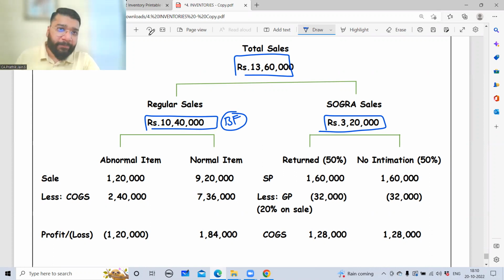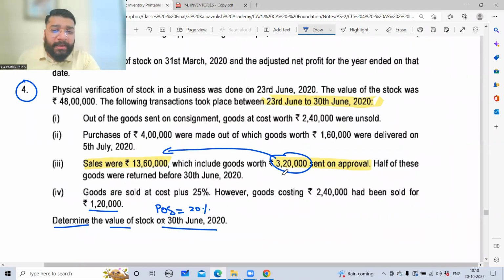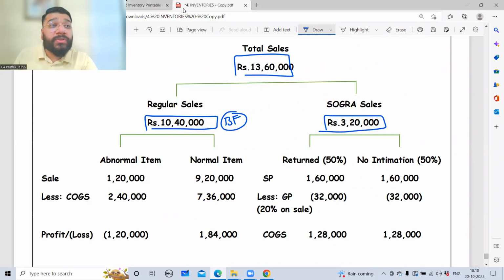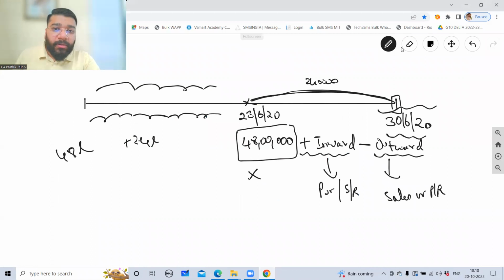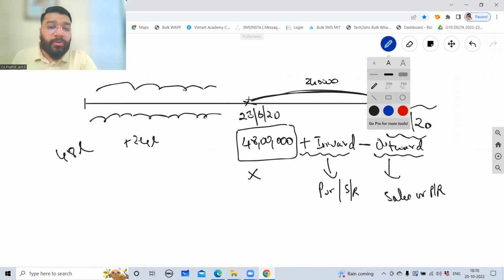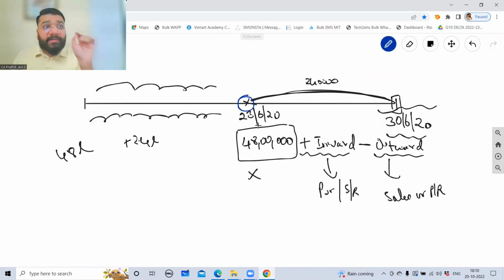Still that's clear? Okay. Now what they're telling is that half of these goods were returned before 30 June 2020. Half of these goods were returned. Which goods? The sale-or-return goods were returned before 30 June. So 50% return, 50% no intimation. Now listen to me very carefully. When I did the physical verification of the stock on 23rd June, were these goods which I sent on sale-or-return basis a part of this 48 lakh?